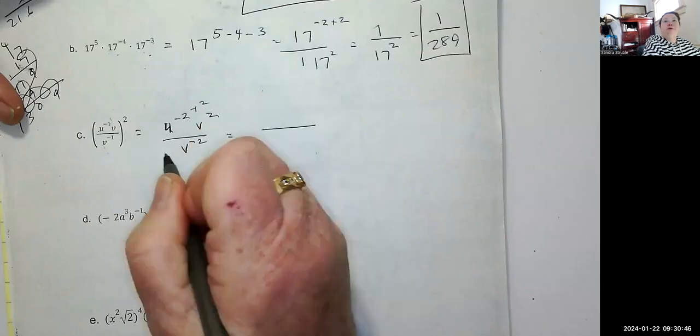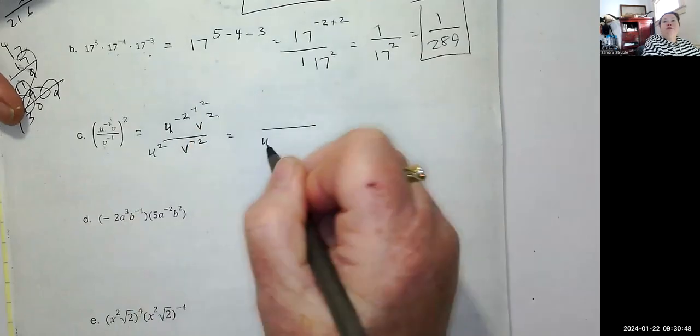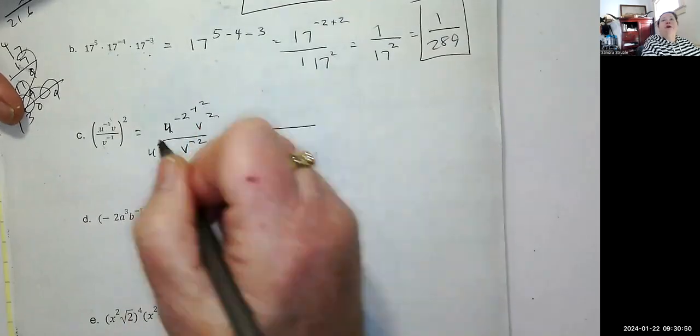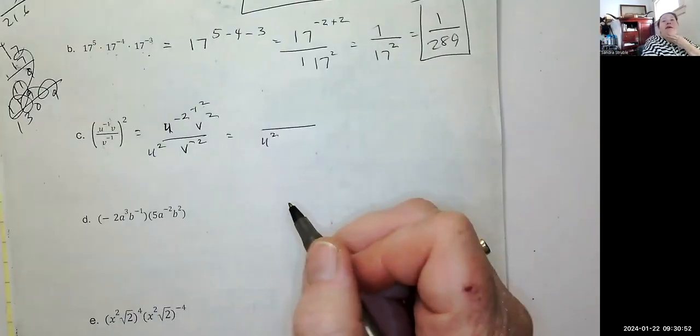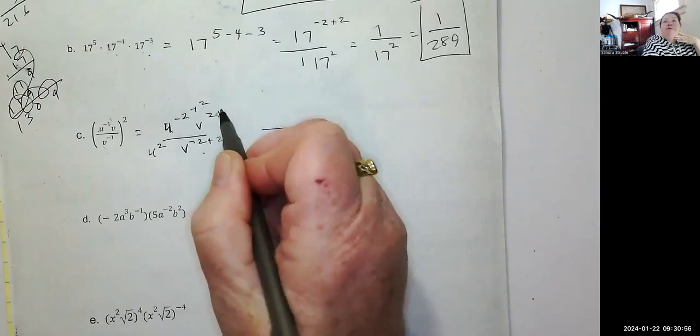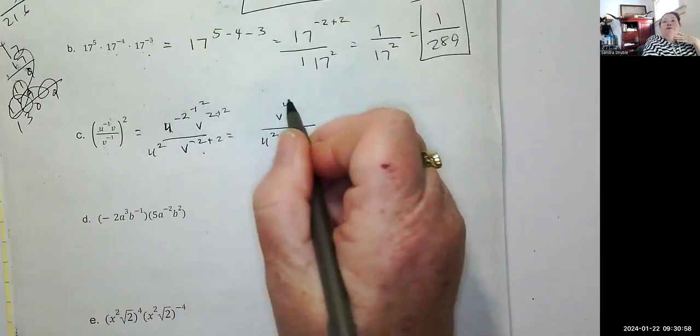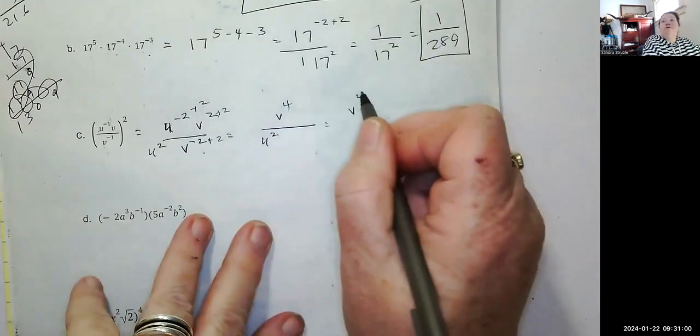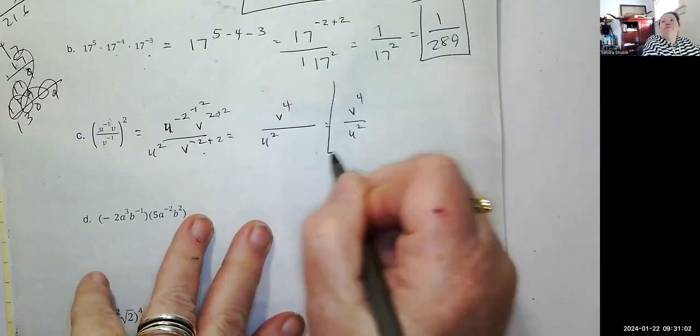So +2 and U squared is going to give us a U squared here. The U's gone. Now we've got V. I've got a positive and a negative, so we want to bring it up to the positive. So we get V to the 4th. So our final answer is V to the 4th over U squared.